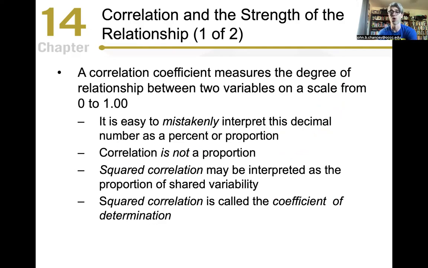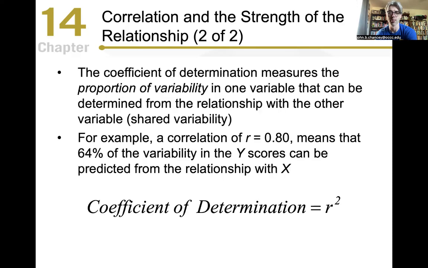You can square the correlation. R squared will give you a proportion of shared variability, which we'll look at later on. This is called the coefficient of determination. But correlation by itself is not a percentage or a proportion. So again, if you want to know the proportion of variability, what you do is square that value of R.